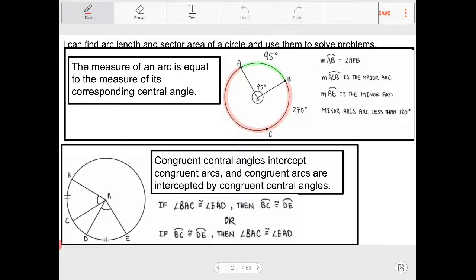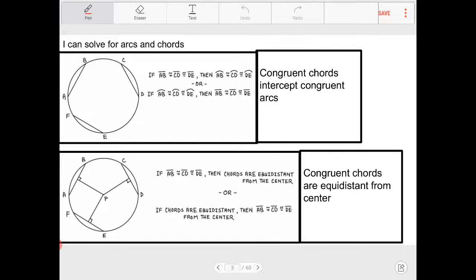The central angle and the intercepted arc will have the same measure. Congruent central angles will have congruent arcs. Congruent chords will intercept congruent arcs, and vice versa. And congruent chords will be equidistant from the center of the circle.